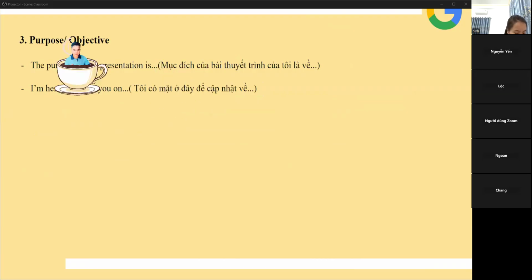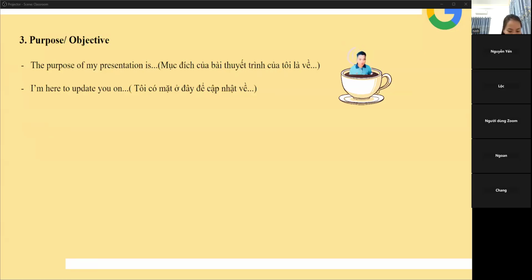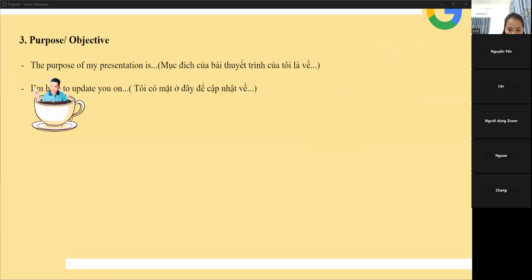Okay, so of course, purpose or objective. Why are we going to talk about saving money? Why are we going to talk about traveling? Why are we going to talk about this, talk about that? What's the purpose? So the purpose answers the question, why? Why are you here? Why are you talking about this? Why are you talking about that?